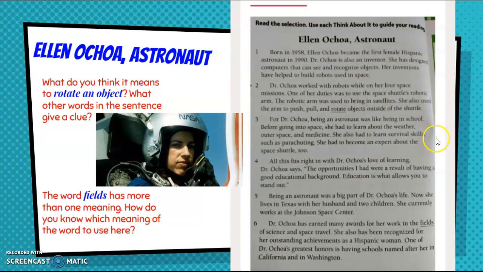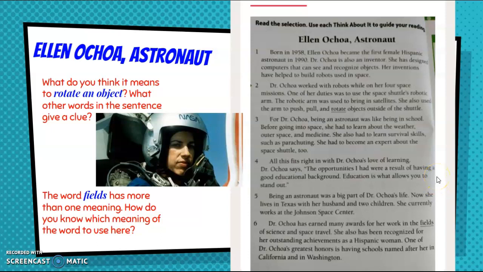For Dr. Ochoa, being an astronaut was like being in school. Before going into space, she had to learn about the weather, outer space, and medicine. She also had to learn survival skills, such as parachuting. She had to become an expert about the space shuttle, too. All this fits right in with Dr. Ochoa's love of learning. Dr. Ochoa says, quote, "The opportunities I had were a result of having a good educational background. Education is what allows you to stand out," end quote.